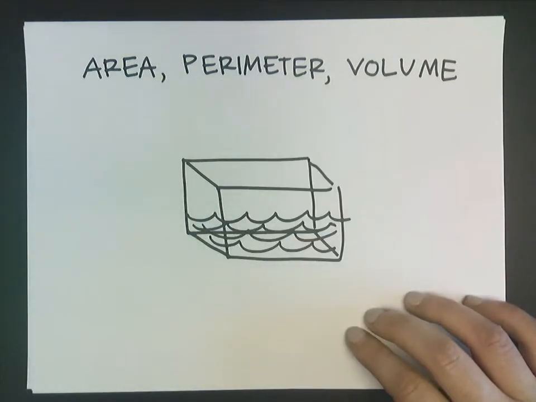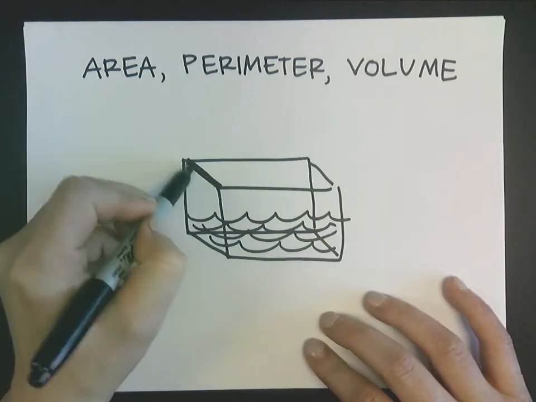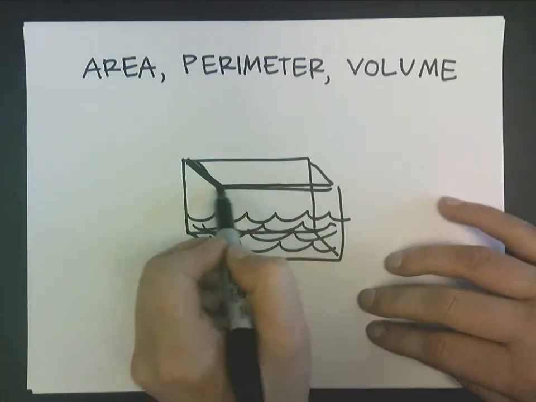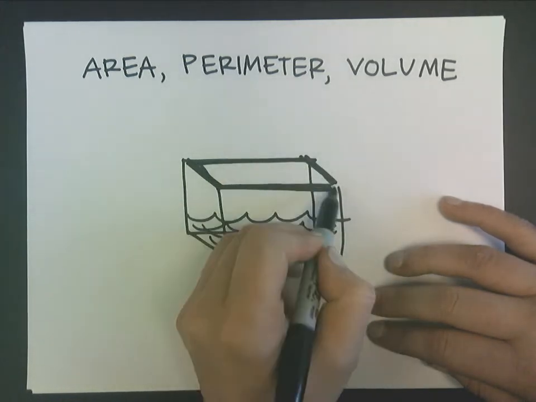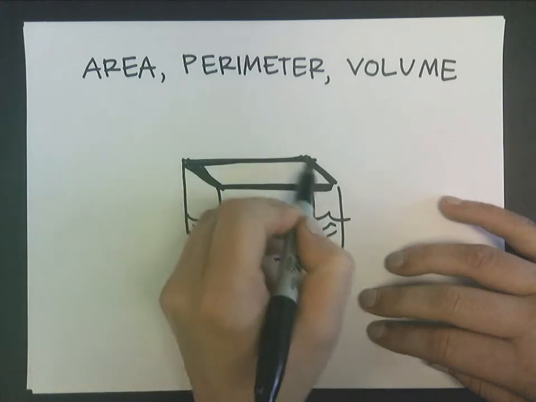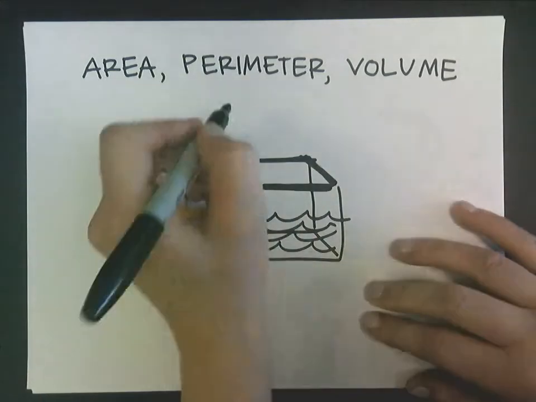If someone asked you to find the perimeter of the top of this fish tank, you would measure around the outside edges. So the perimeter is just the outside edges of this fish tank. You would be finding how much space is around the fish tank.